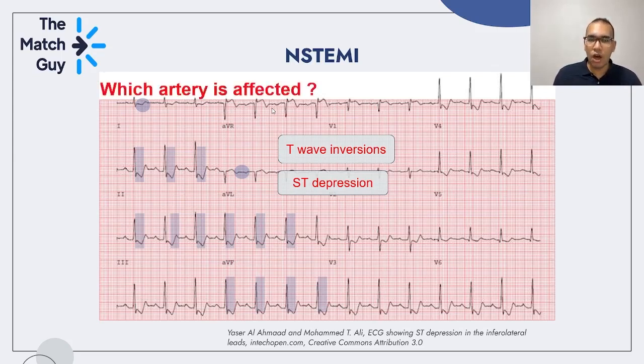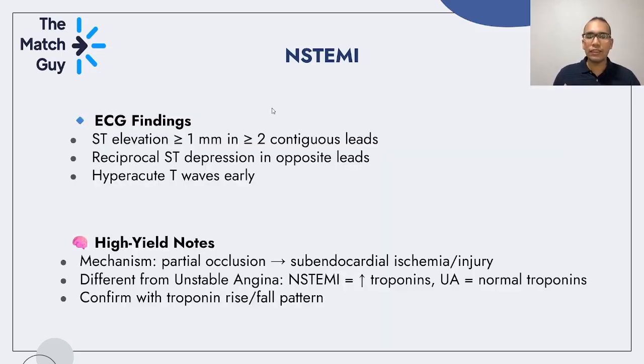So the affected leads are lead 1, lead 2, and AVF. And those are the inferior leads, meaning that the artery that's involved is the right coronary artery, okay? Now, how to make sure that this is a non-ST elevation myocardial infarction and not just an unstable angina? The way you tell them apart is by measuring the troponins.